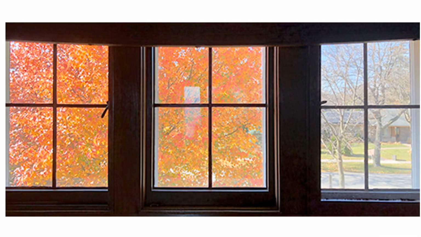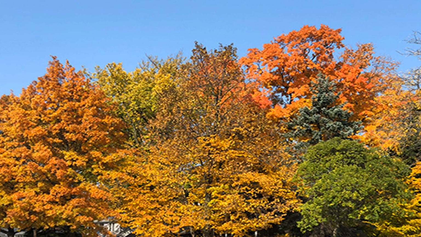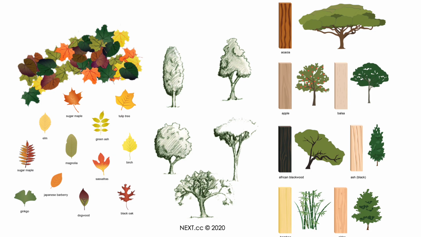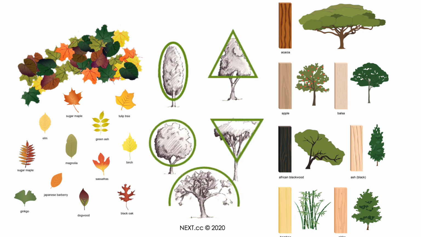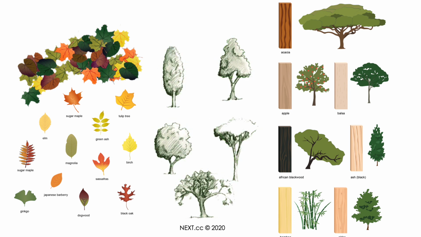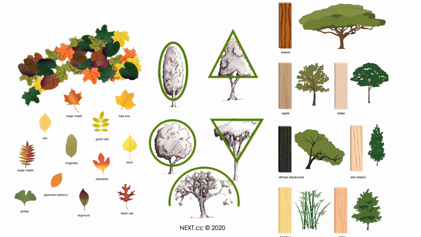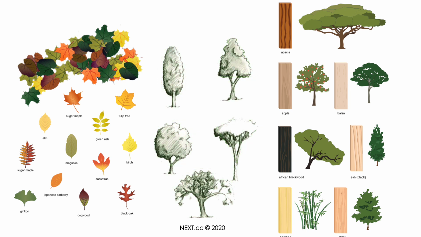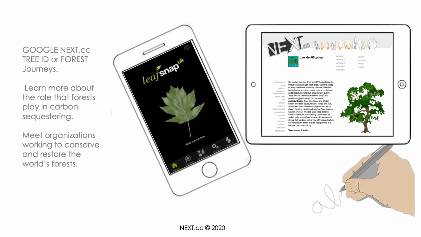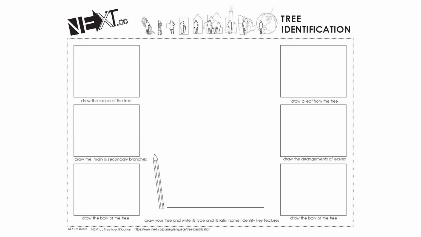So, looking out. Now, these are trees in my neighborhood, and we know that the rainforests are being depleted, but many of us cannot name the trees in our own yard or our schoolyard or our community. So, looking at trees, their shape, their leaves, colors in the fall, their arrangement. Go to next.cc tree ID, use the free leaf snap, just take a picture of a leaf and it will help you.